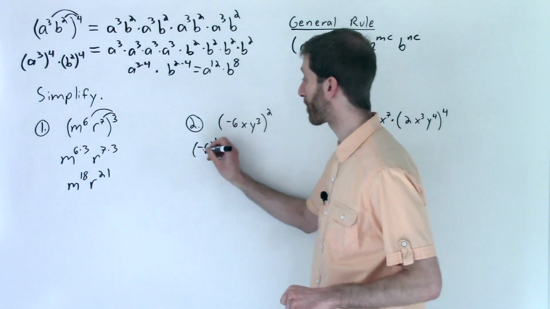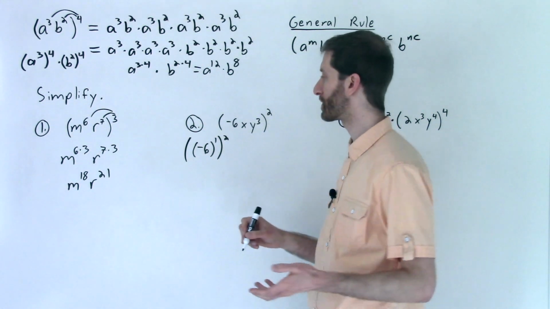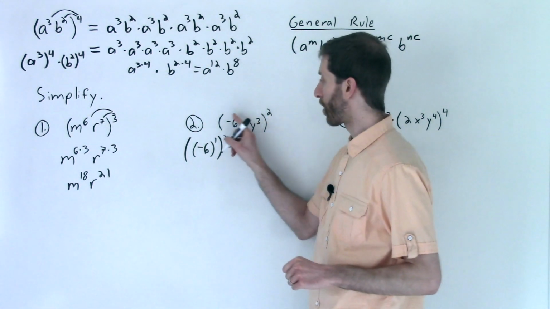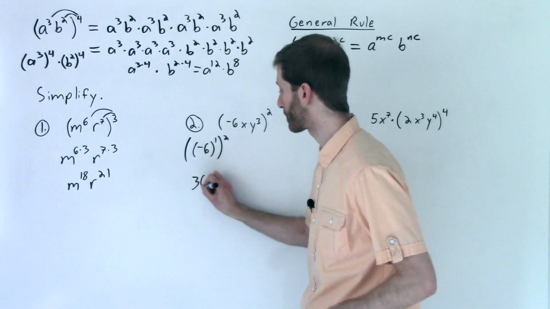So you're going to square that, right? You're taking that and you're squaring it. And I know that looks really weird with all the parentheses, but just imagine raising all of that to the second. So -6 squared is 36.